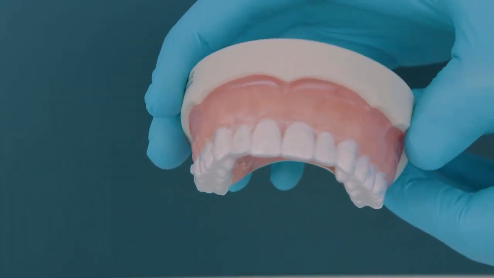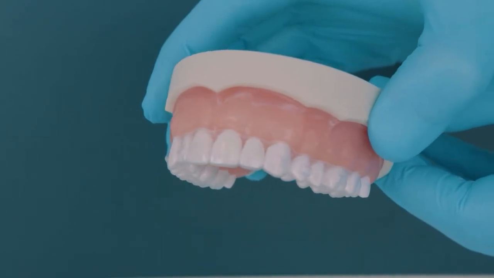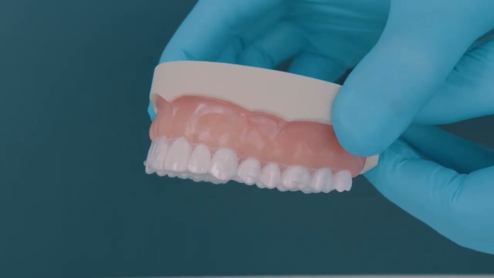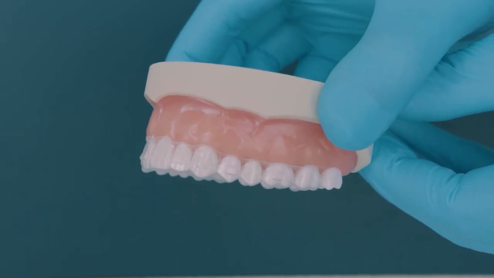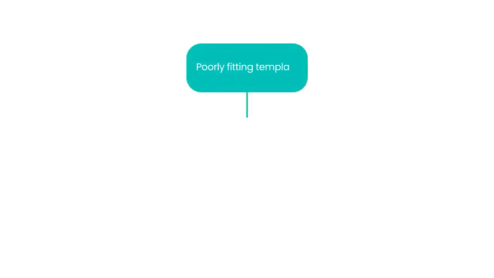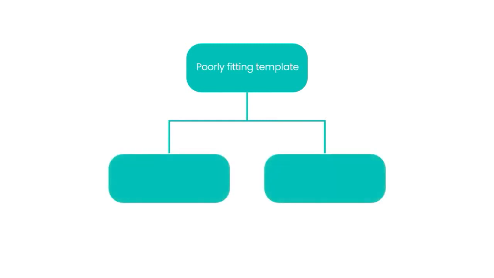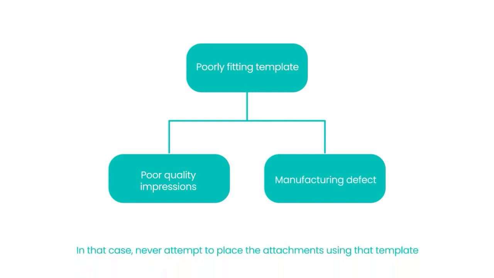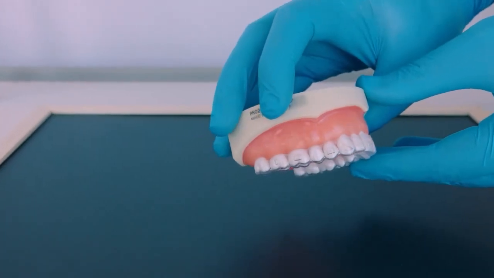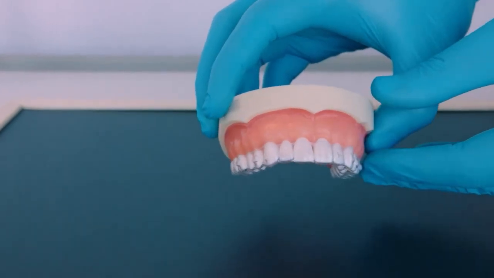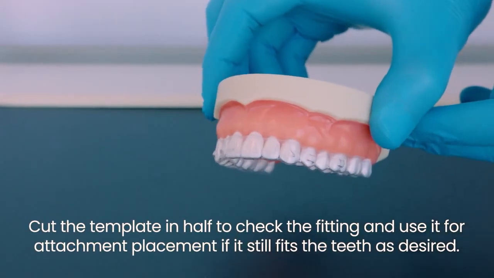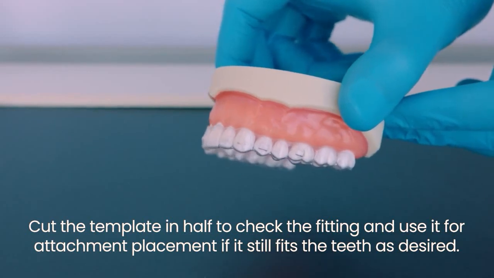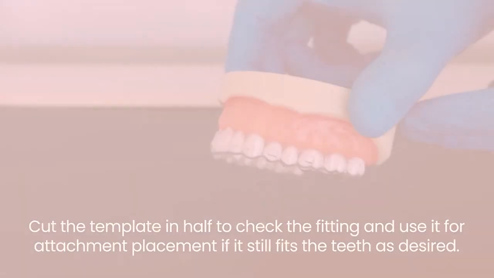It is also a good practice to ensure that aligner number 1 fits properly before bonding the attachments. This will be useful later if problems in the aligner fit are noticed. Sometimes, you may encounter a poorly fitting template due to poor quality impressions or, less likely, a manufacturing defect. In such cases, never attempt to place the attachments using that template. Instead, try aligner number 1 to check the fitting and use it as a template if it fits perfectly. You can even cut the template in half to check the fitting and then use it for attachment placement if it still fits the teeth as desired.